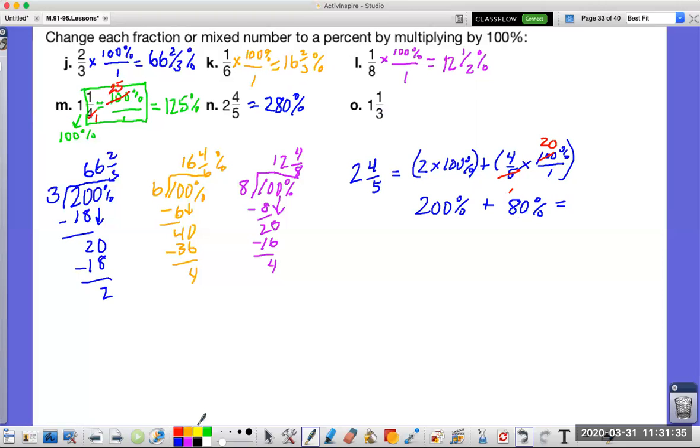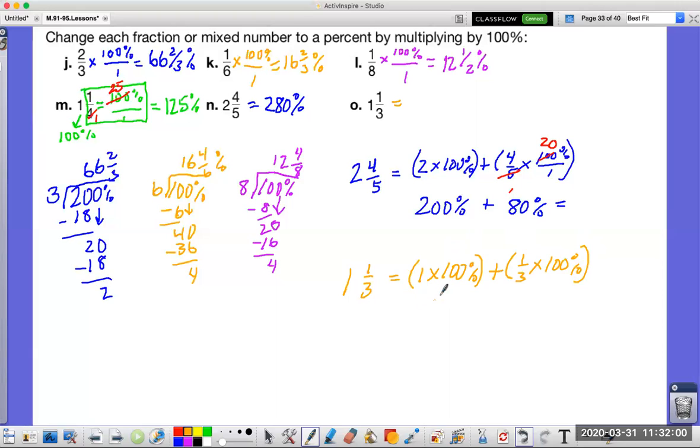And 1 1/3 is the same as that. I'm going to do 1 1/3 down here. 1 1/3. That's the same as taking 1 times 100% plus 1/3 times 100%.